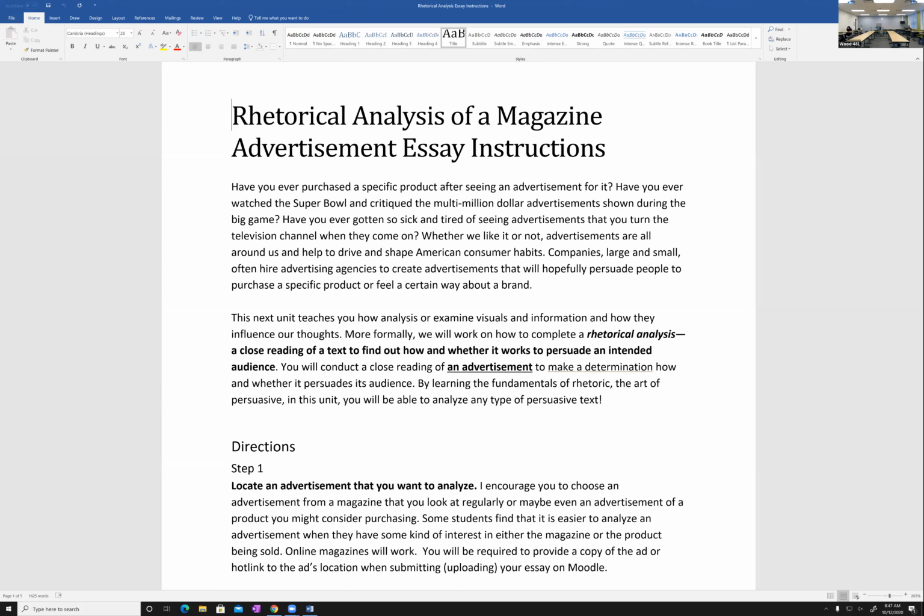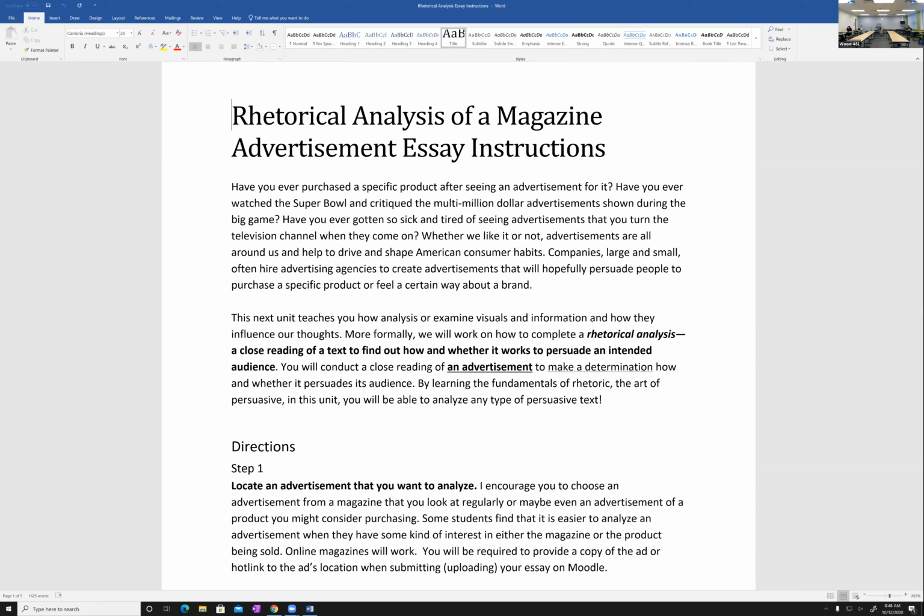So in this unit, we are going to be analyzing and examining visuals and information, how they influence our thought. That is a key item there. It is going to have to be a visual. So for example, I'm not going to allow radio ads. If you are going to have trouble with a visual, or you need to address some disabilities or other things, then please let me know, talk with me. I do have an alternative essay you can be writing that will still be analysis, but I will probably allow you to not do a visual. However, for everybody else, we are just working on a straight visual.